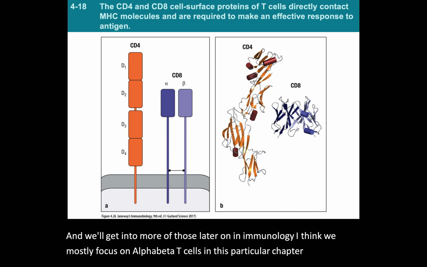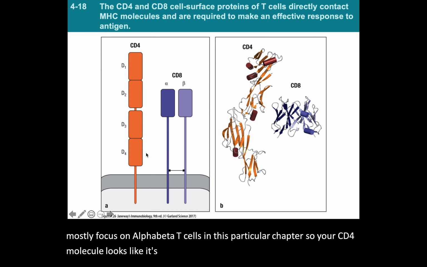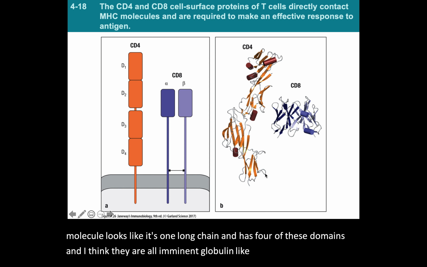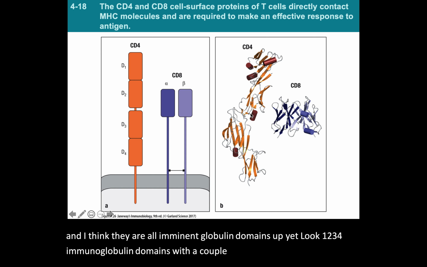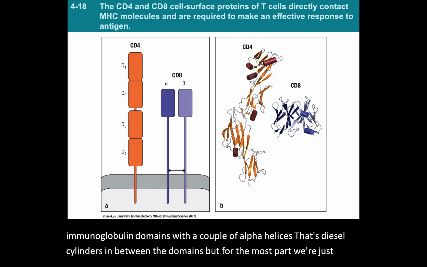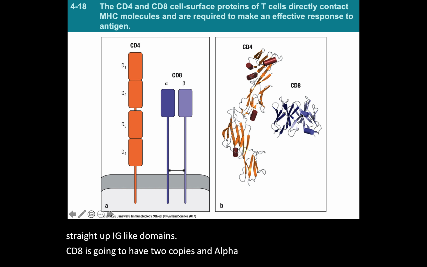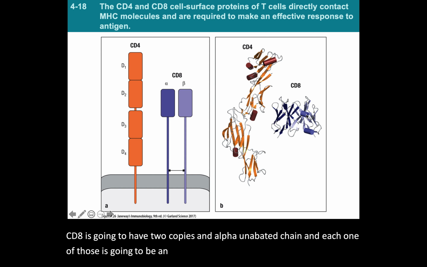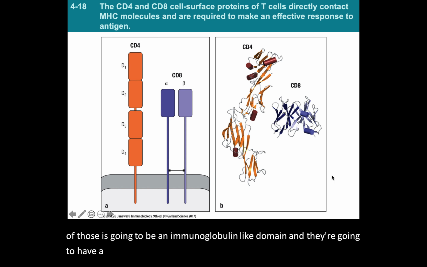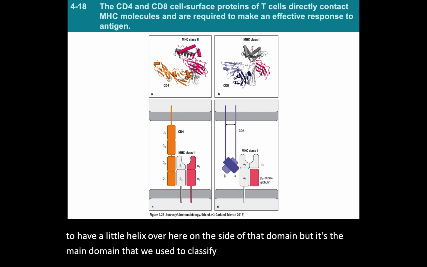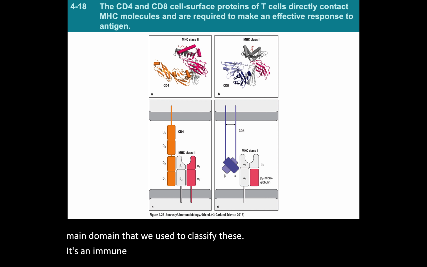So your CD4 molecule looks like this. It's one long chain, and it has 4 of these domains, and I think they are all immunoglobulin-like domains. Oh, yeah, look. 1, 2, 3, 4 immunoglobulin-like domains with a couple of alpha helices, that's these little cylinders, in between the domains, but for the most part, we're just straight-up Ig-like domains. CD8 is going to have 2 copies, an alpha and a beta chain, and each one of those is going to be an immunoglobulin-like domain, and they're going to have a little helix over here on the side of that domain, but it's the main domain that we use to classify these. It's like an immunoglobulin domain with a little extra on the side.